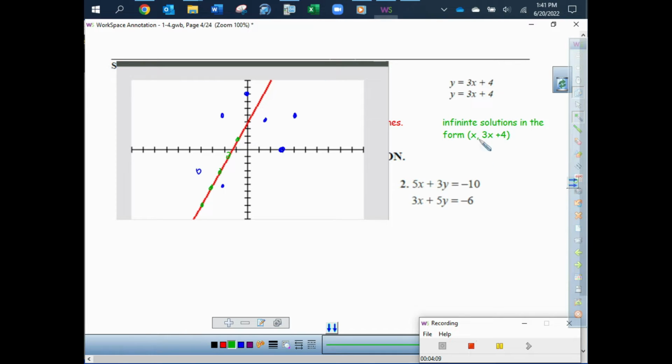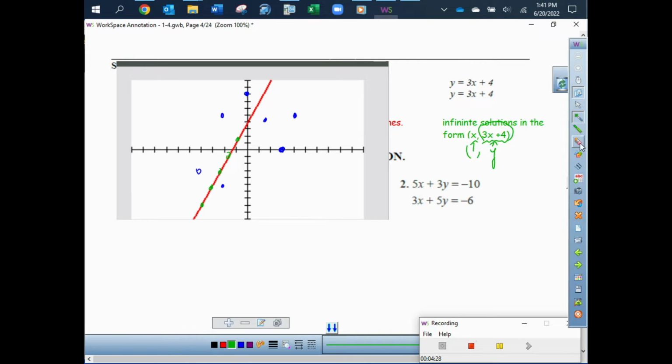Well, we put them in a little ordered pair where the first guy is always x. As you can see, we let him be x. And the second guy is y, but it's got to be in terms of x. So what does y equal? y equals 3x plus 4.